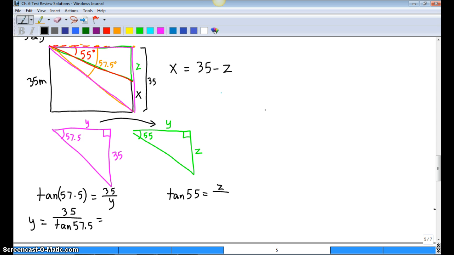I'm going to plug it in my own calculator. 35 over tangent 57.5. You get 22.297. Now, I guess just for the time being, I'm going to leave that as y. Solve for y. I'm sorry, solve for z.